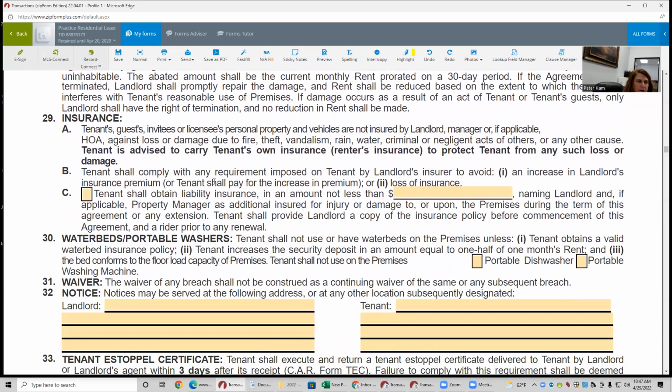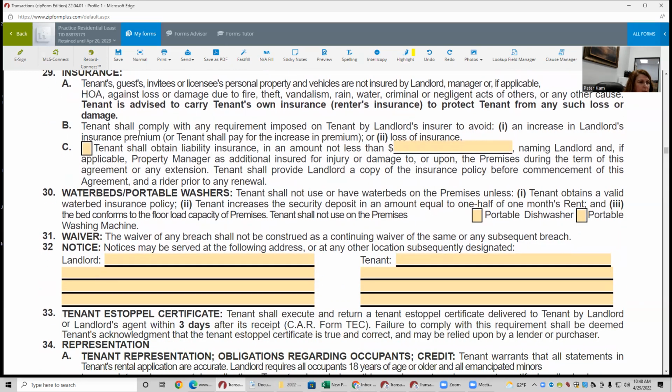Okay, so insurance, very important here. This is outlining that the tenant's, guests', invitees', or licensees' personal property and vehicles are not insured by the landlord, manager, or, if applicable, HOA against loss or damage. So it's even advising them to carry their own insurance, renter's insurance. Here the tenant shall comply with any requirement imposed on tenant by landlord's insurer to avoid an increase in the landlord's insurance premium, or the tenant shall pay for the increase in the premium that they caused or loss of insurance.